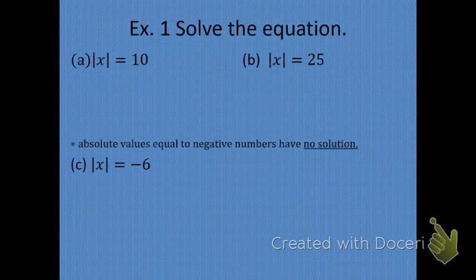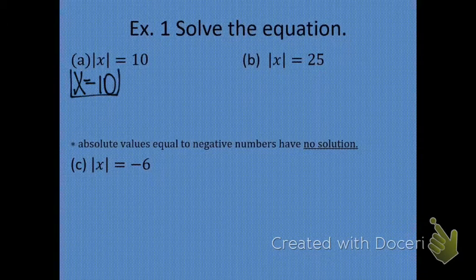All right? So let's move right into example number 1. It says solve the equation. Now, these are simple. You look inside the absolute value bars, all you have is a variable. So we're going to drop the absolute value bars. We're going to write what we see. So equation number 1 for letter A is x equals 10. That's your first answer.